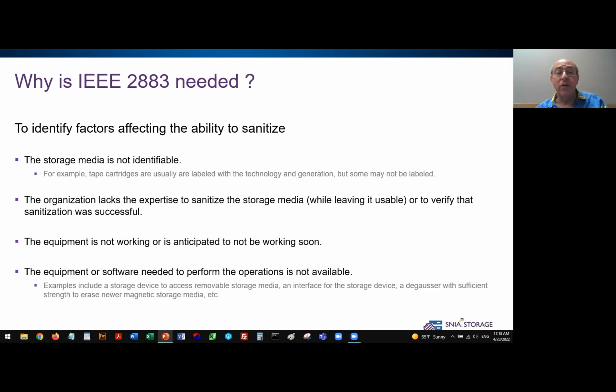We give guidance on how to identify if you're even able to sanitize it. Say you've got a 10-year-old degausser and you want to degauss your hard drive. Well, we give you advice on what equipment you might need. Maybe you need to purchase new equipment. If your equipment isn't working, like your hard drive, it just won't spin up anymore, well, that's a consideration also.